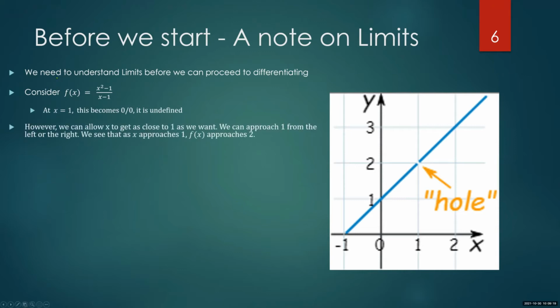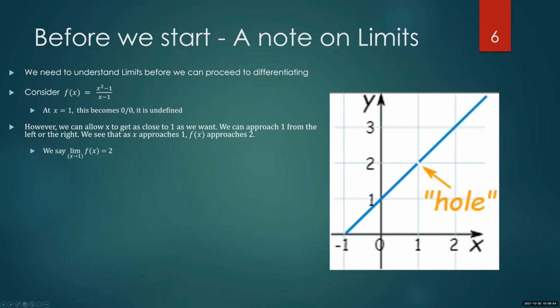So however, there is a way to get around this. First of all, we can allow x to get as close to 1 as we want. We can approach 1 from the left or from the right. From the left-hand side, we're going up the line. From the right-hand side, we're coming down. And we can see that as x approaches 1, f of x approaches 2. So we can see that graphically.